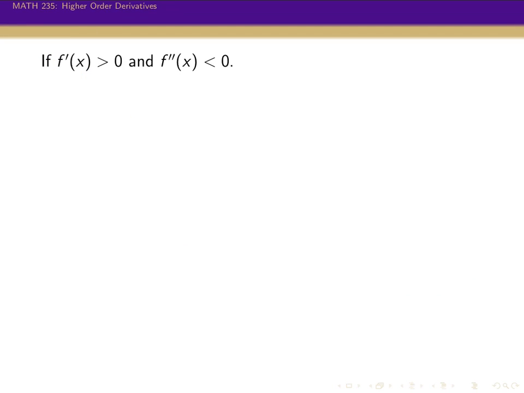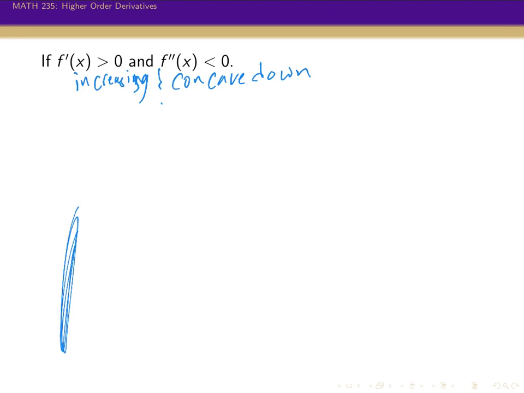Okay, now what if the first derivative is positive, so it's increasing, but now the second derivative is negative, and so it's going to be increasing and concave down. What is this going to look like? Well, at the beginning, if we want the slope to be positive, but then as time goes on, it's going to get less and less positive. That means at the beginning, we should have the slope be very big.